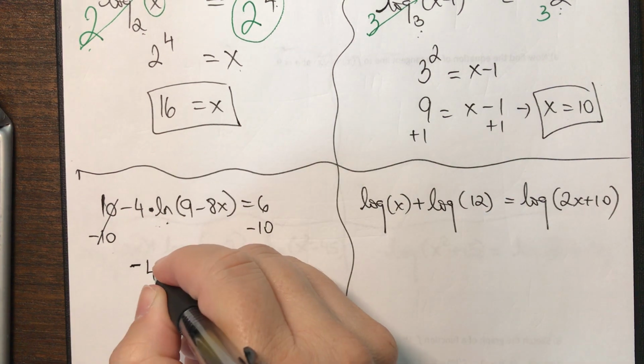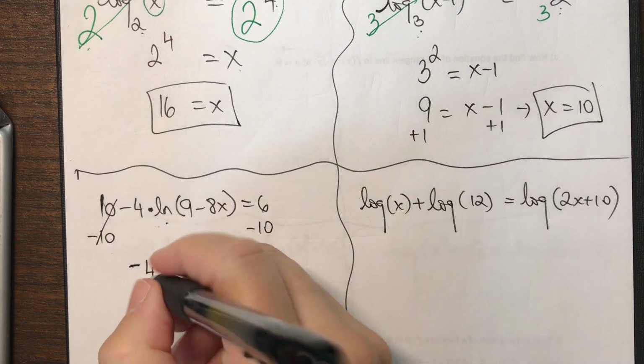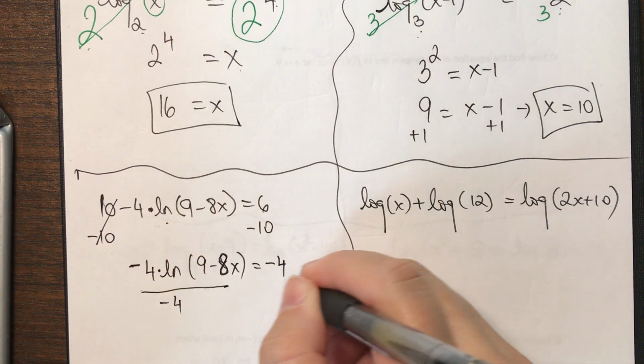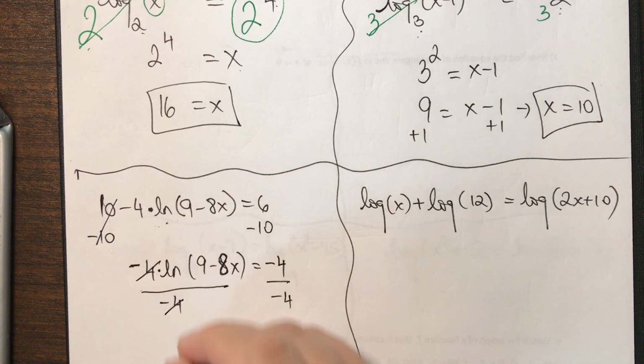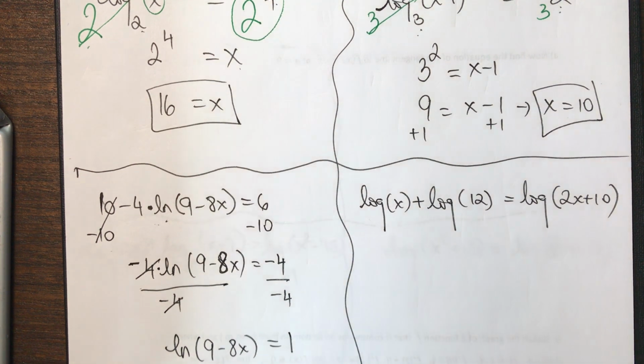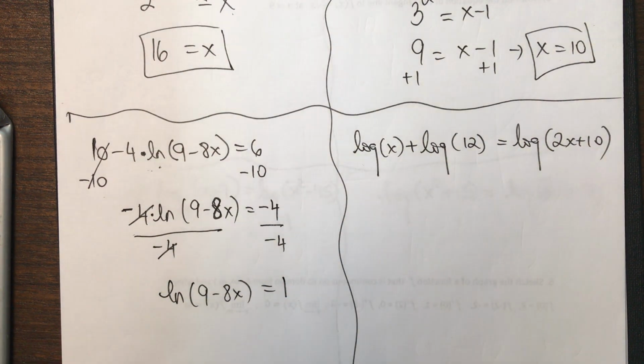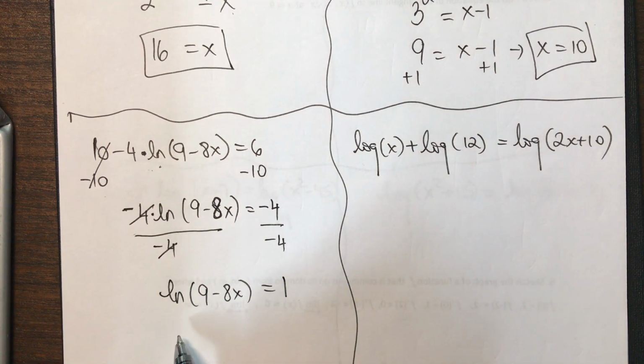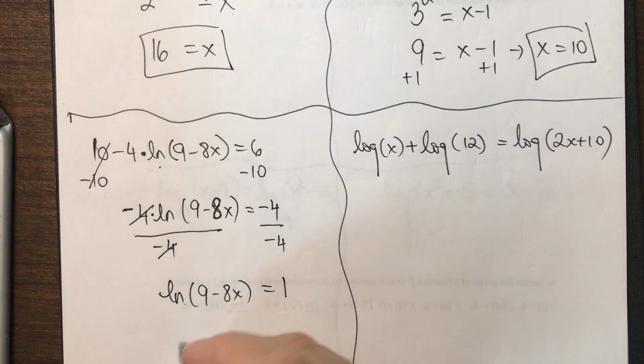Okay, and now again, this log is multiplied to a 4. Of course, we can undo that multiplication with a division. So ln of 9 minus 8x is equal to 1. Great. And now what I can do is change this into an exponential form, or use the inverse operation, which is the exponential function with the same base as the natural log. And what's that base? Of course, it's e, right? Or again, I'm just changing this into an exponential form. So e to the power of 1 is equal to 9 minus 8x.